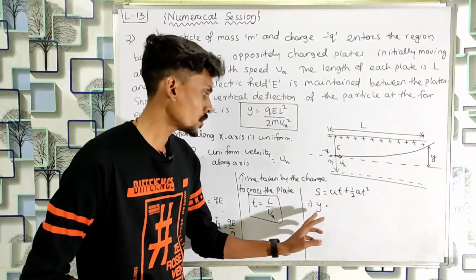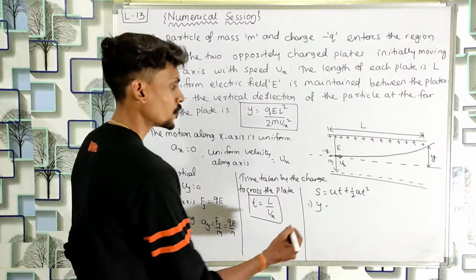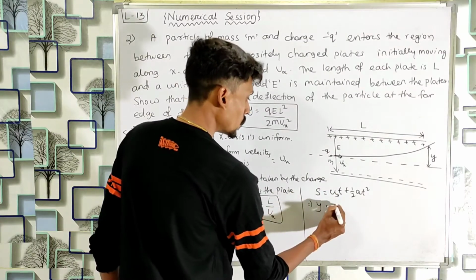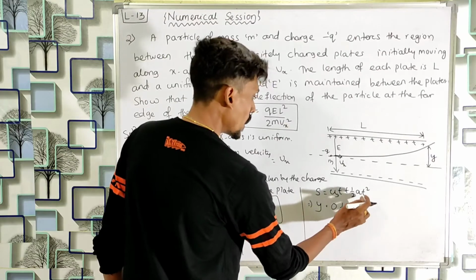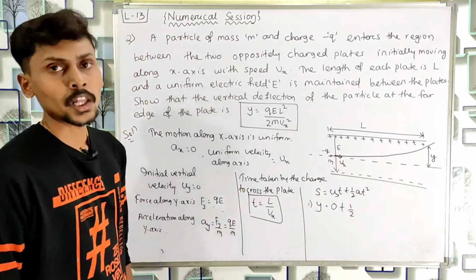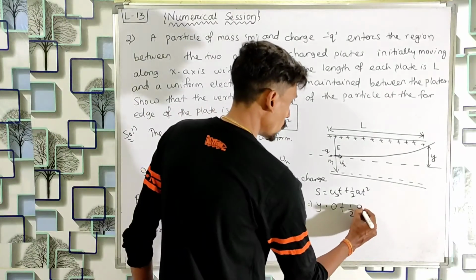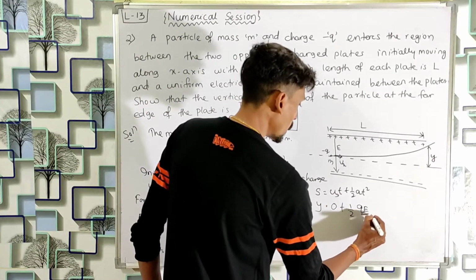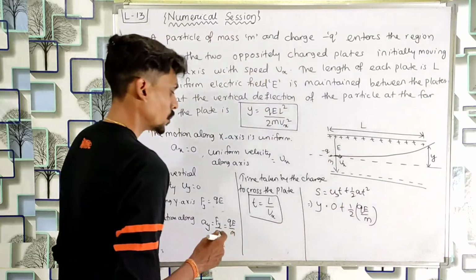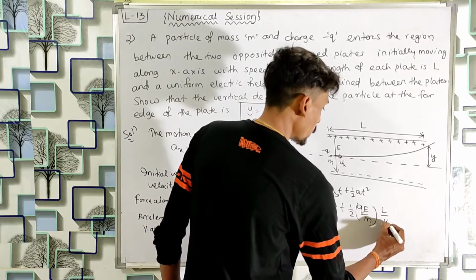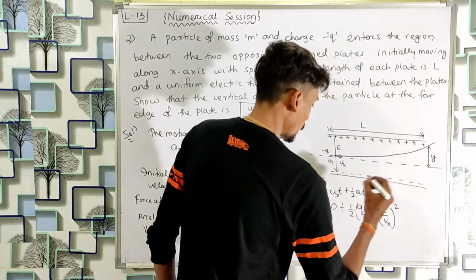So in place of S, you can write y. In place of u or uy, you can write 0. So 0 into t will be 0 plus half into a, meaning the acceleration along y-axis, which is qE by m, into t square. So t is this much, L by Vx. So L by Vx square.